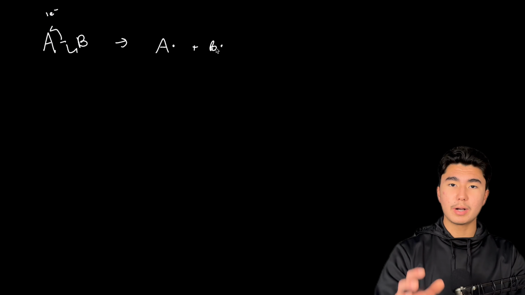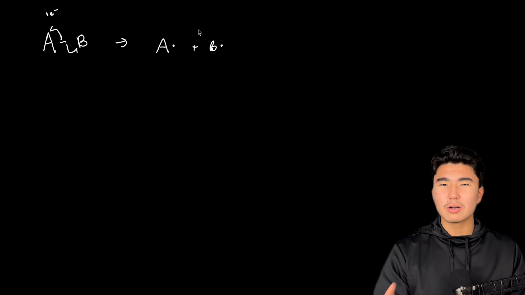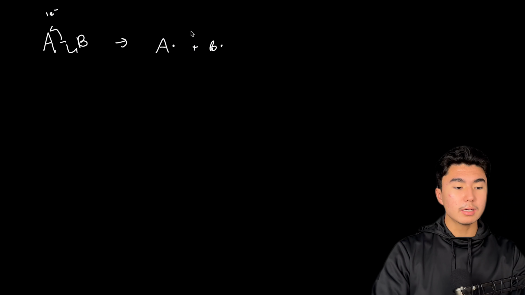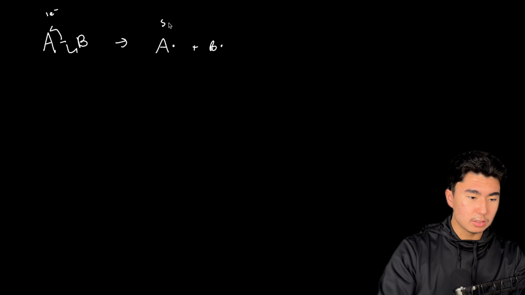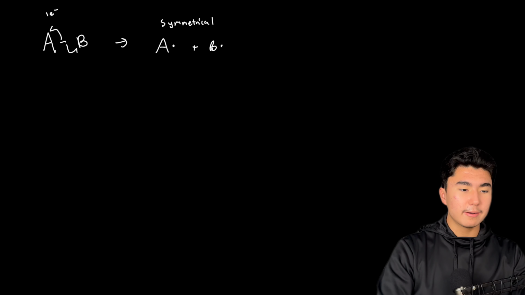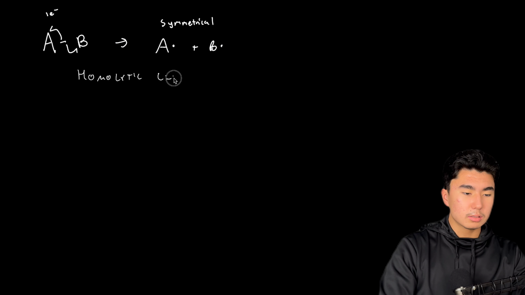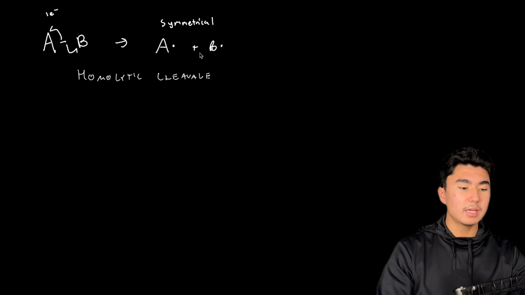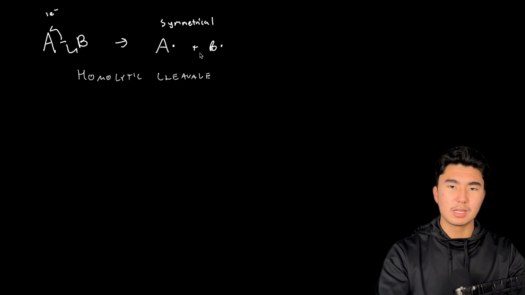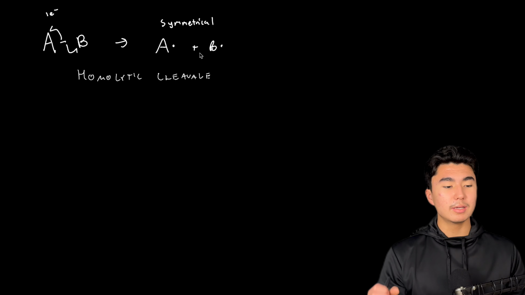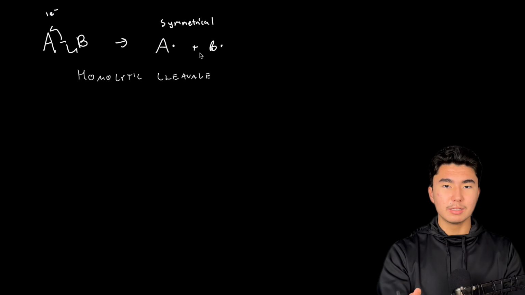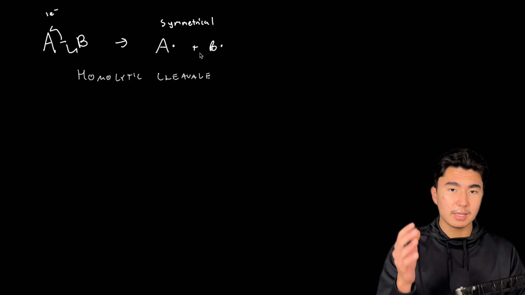And this is exactly what radicals are: singular electrons, you could say. So this is a symmetric break, symmetrical. Symmetrical breaks are also known as homolytic cleavage. Homo meaning same, lytic meaning break or lysis. So it's going to be the same breakage and cleavage. When you see the word homolytic, this is going to be that symmetrical break.